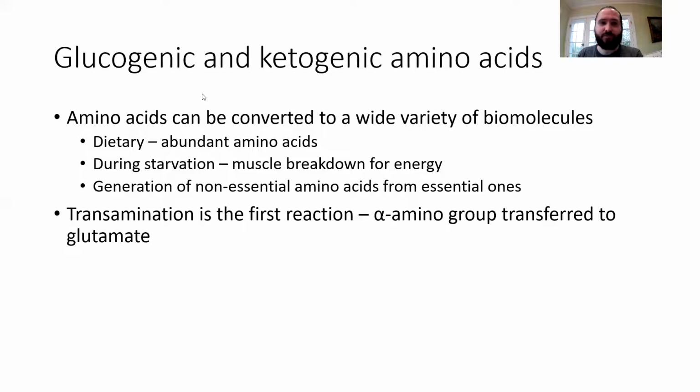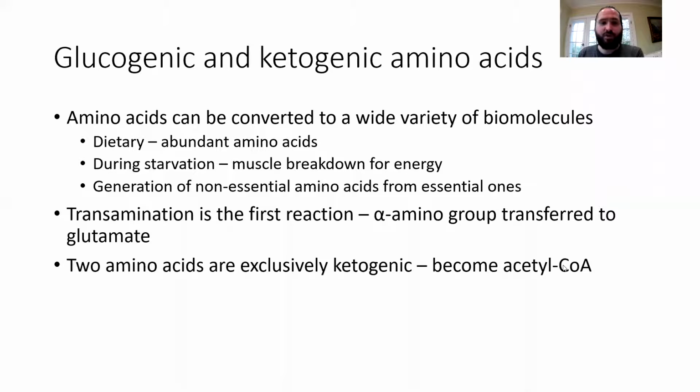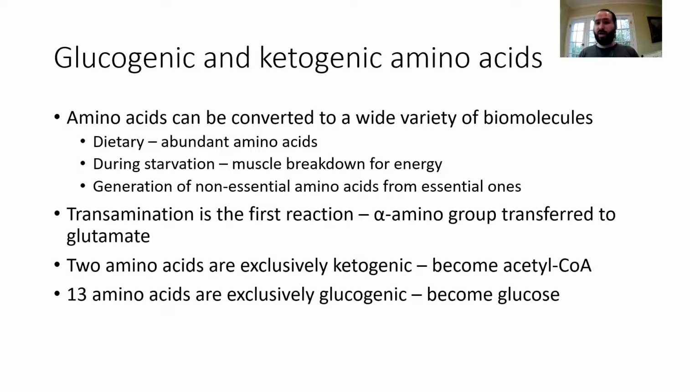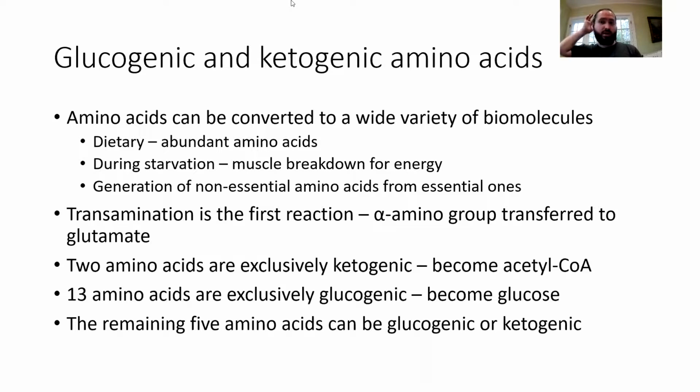The first reaction of catabolism of amino acids is transamination, in which the alpha amino group, so the N-terminus, is transferred to an alpha ketoglutarate to form glutamate. We'll look at this reaction on the next slide. 2 amino acids are exclusively ketogenic. When we say an amino acid is ketogenic, that means it can be made into acetyl-CoA. 13 amino acids are exclusively glucogenic, so they can only become glucose. And the remaining 5 amino acids can go both ways. They can be glucogenic or ketogenic. That's our overview here. Any questions before we head into it?